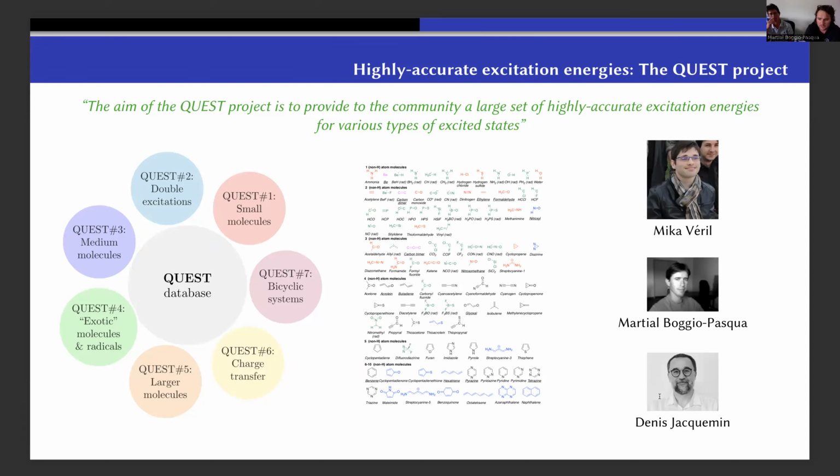We now have about 600 excitation energies that we think are very accurate, divided into different sets. Now we have 7 sets. I'm going to talk a little bit about those sets because we're going to use them to benchmark CASPT2, CASPT3, and NEVPT2 afterwards.